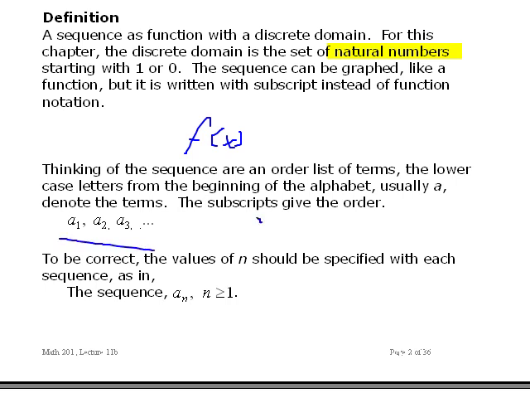We write the value of the term of the sequence, and then we put a subscript n, and the subscript takes the place of that independent variable because our domain is the natural numbers. And actually we should specify what we're doing: the sequence a_n, and specify n greater than or equal to 1 or n greater than or equal to 0 depending on the case.